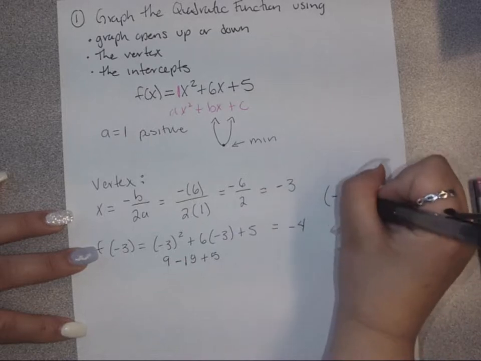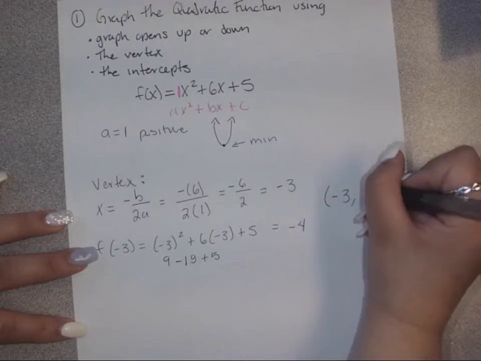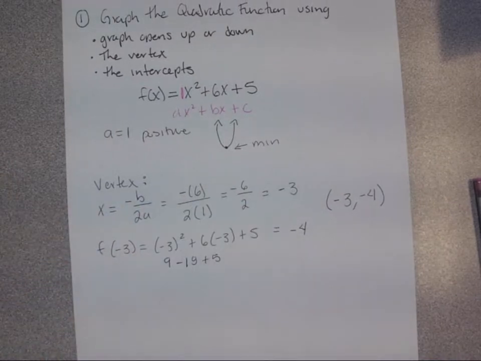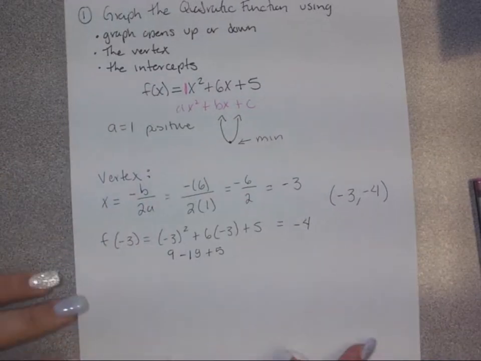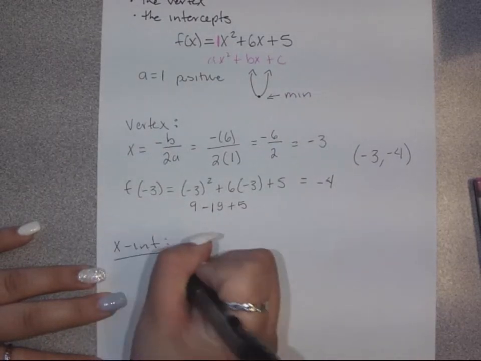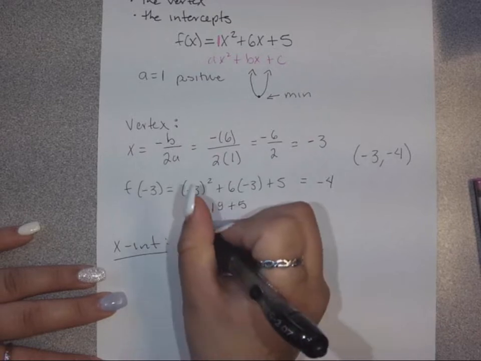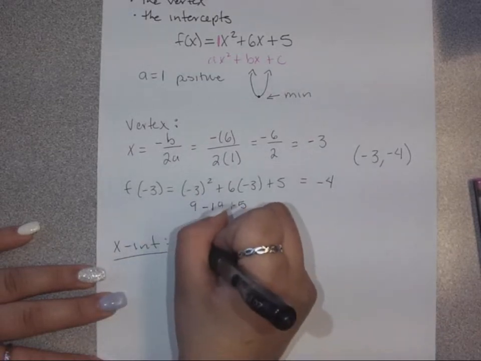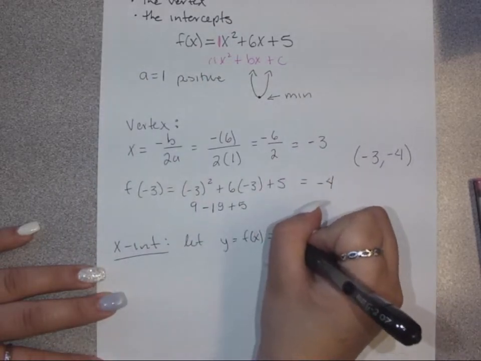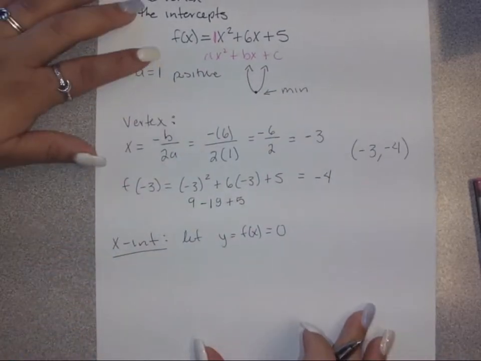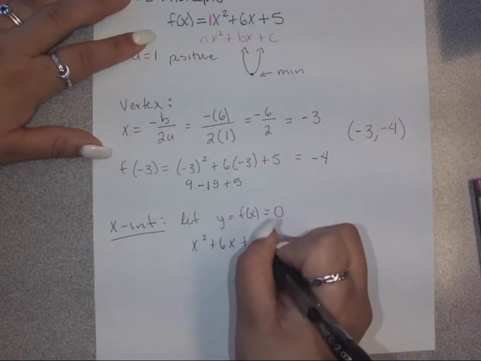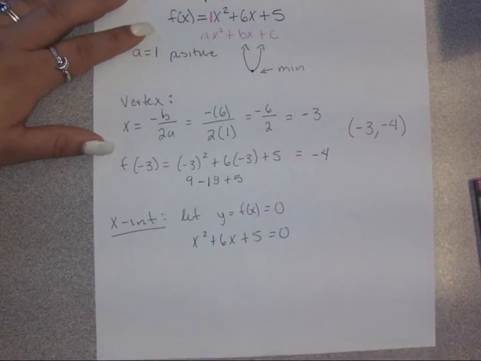Our vertex point is going to be the point negative 3, negative 4. So now we need to identify all of our intercepts. You can start by identifying your x-intercept. The piece of information we need to know is that to find the x-intercept, our y, or f of x in this case, is equal to 0. So we take our function, x squared plus 6x plus 5, and we set it equal to 0.